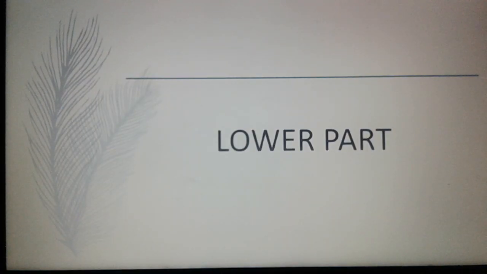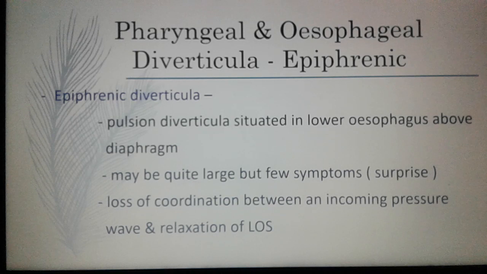The lower part is known as epiphrenic diverticula, very important. It is a variety of pulsion diverticula, especially affecting the lower esophagus above the diaphragm. Sometimes it may become quite large. The smaller ones sometimes do not give any symptoms. The patient is usually asymptomatic, but if they are large, they can be symptomatic.